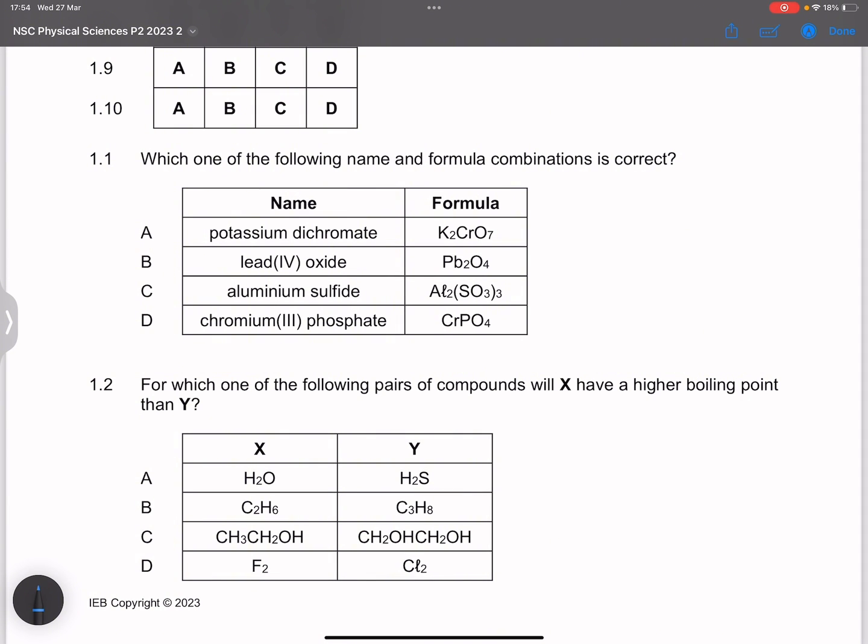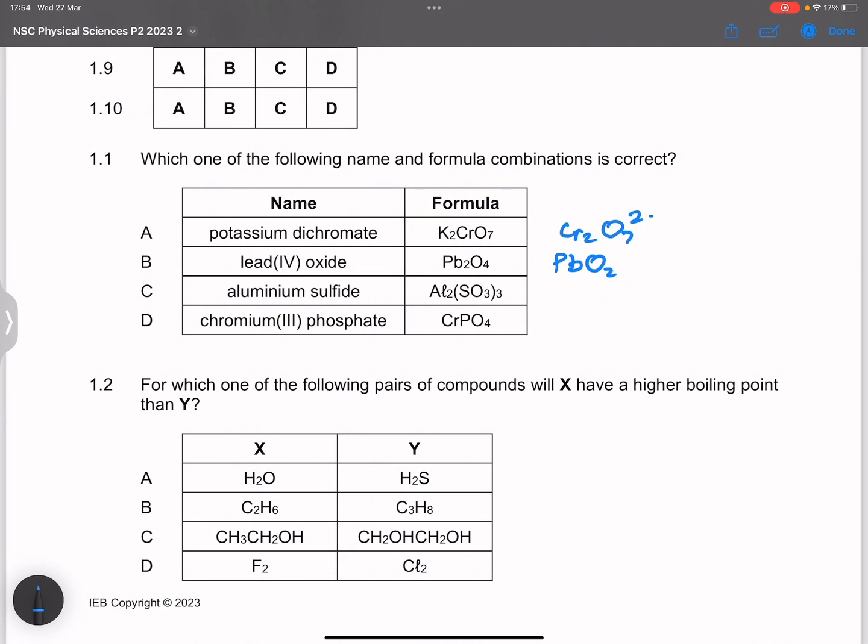Now I want you to note, in this case, we've got first of all potassium dichromate. Now remember, the dichromate ion is Cr2O7, and this would be 2 minus. So definitely not that, because it's missing a 2 there. And lead 4 oxide, that would be PbO2. That's what it would look like.